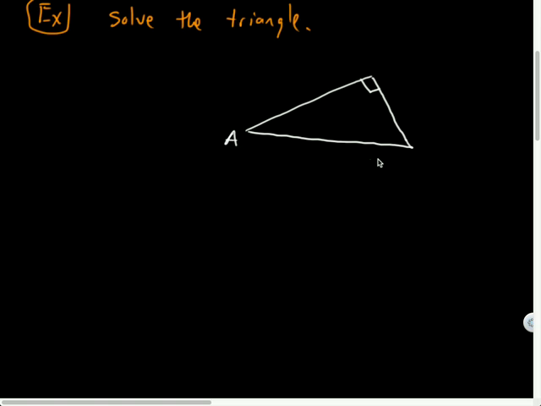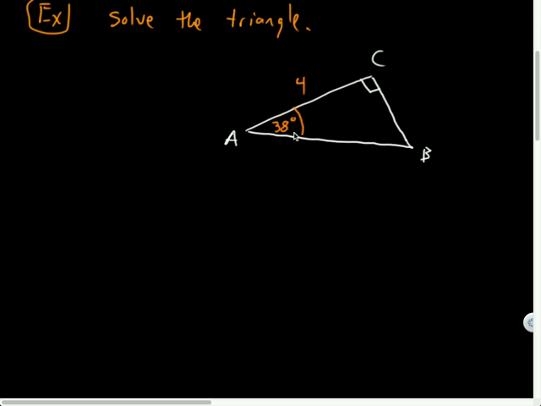So let's see, this is angle A, this is angle B, this is angle C. Suppose angle A was, I don't know, maybe this is 38 degrees. Okay? And suppose I know that side little b is 4. Okay? I want to find out everything else about this triangle.